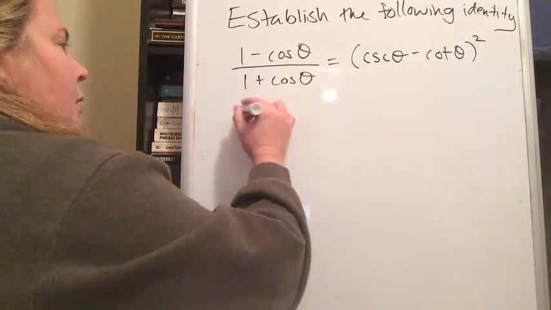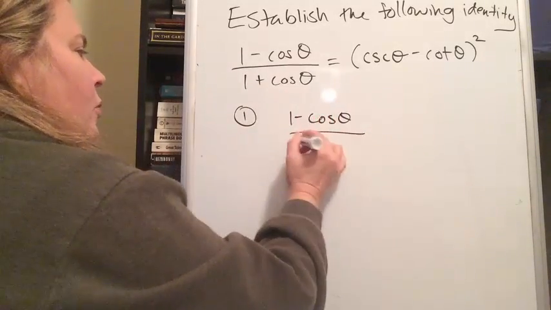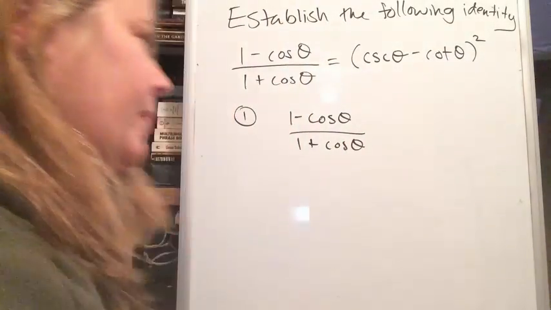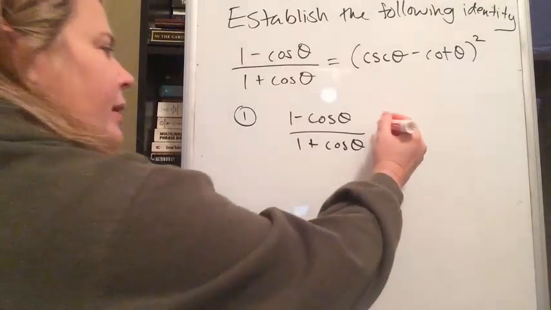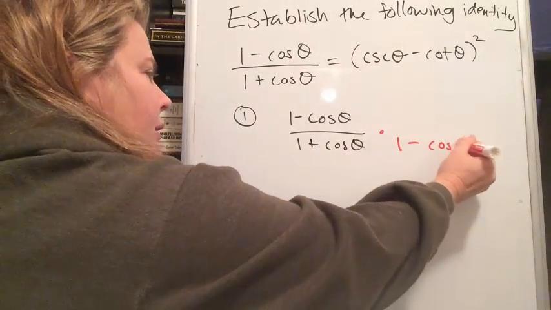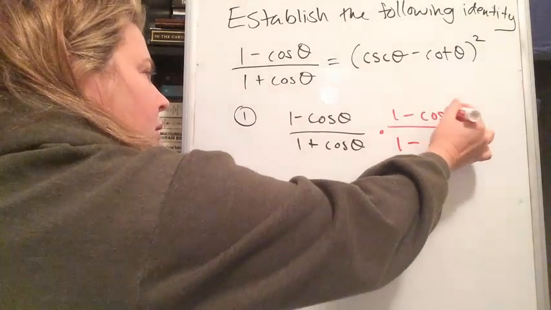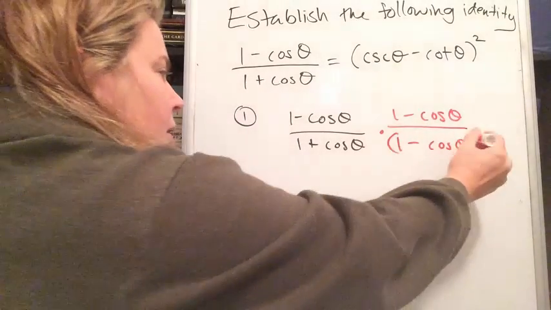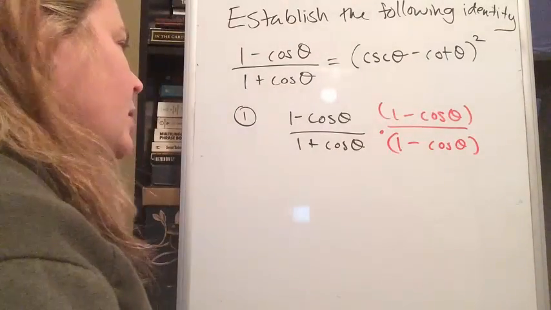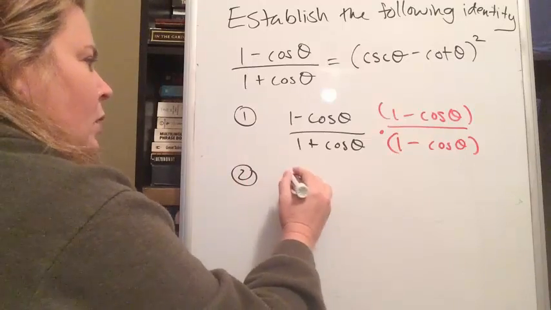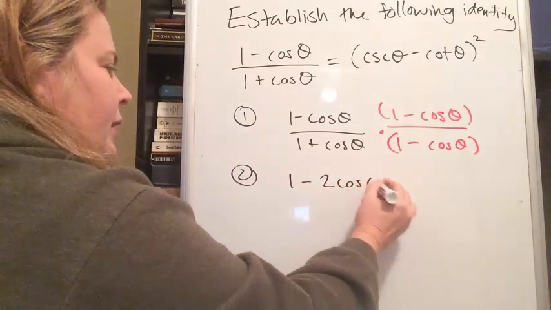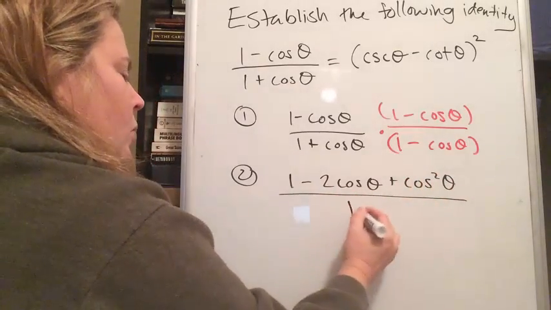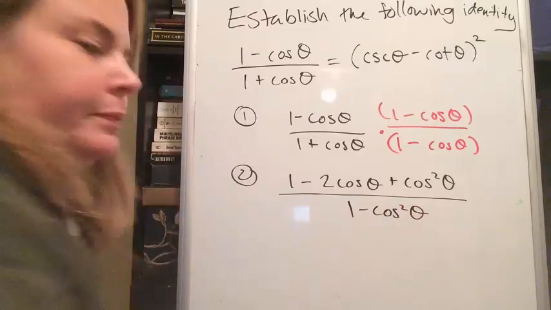I've got 1 minus cosine theta over 1 plus cosine theta. I'm going to multiply the top and bottom by the conjugate of the denominator, so that would be 1 minus cosine theta over 1 minus cosine theta. Let's go ahead and multiply. FOIL these out, and I would get 1 minus 2 cosine theta plus cosine squared theta all over 1 minus cosine squared theta.